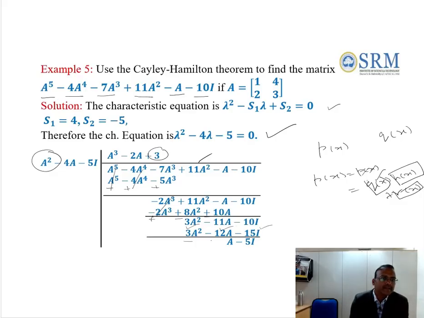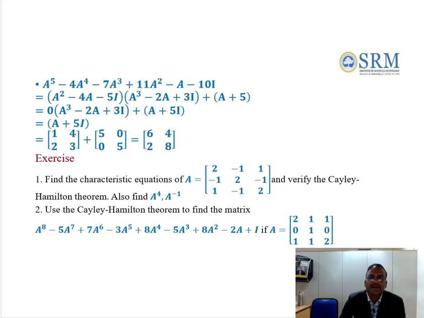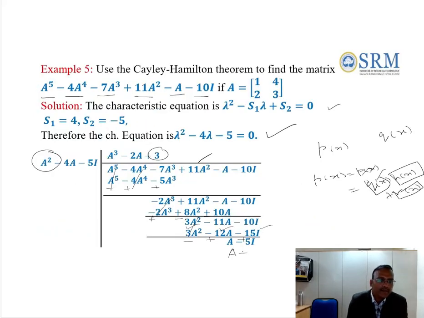Then subtract it, then this gets cancelled. What is the next term? The next term is minus 11 plus 12, therefore a, and then here minus 10 minus 15i plus 15i, therefore this is a plus 5. Okay, a plus 5. There is a mistake here. This is a plus 5i. Okay, a plus 5i. Right.